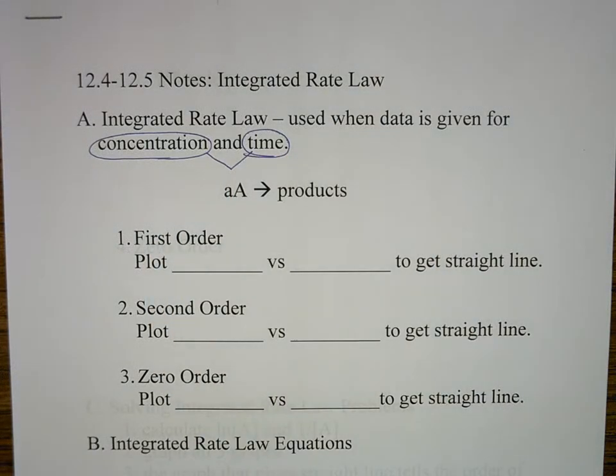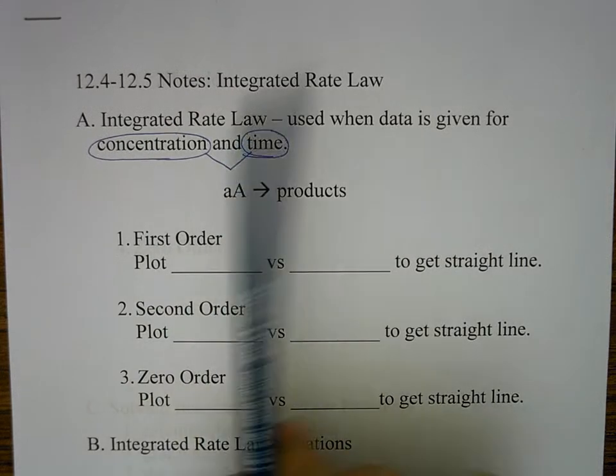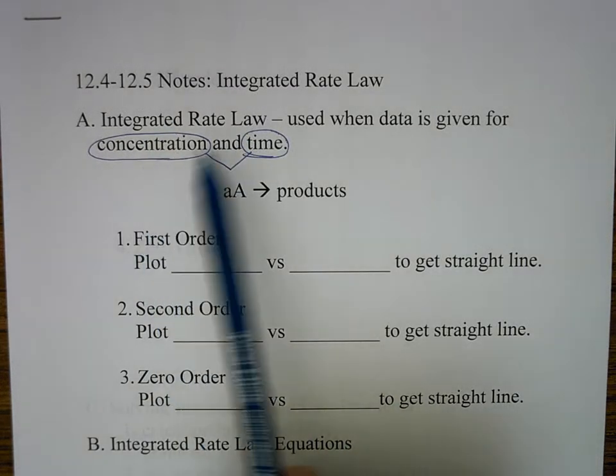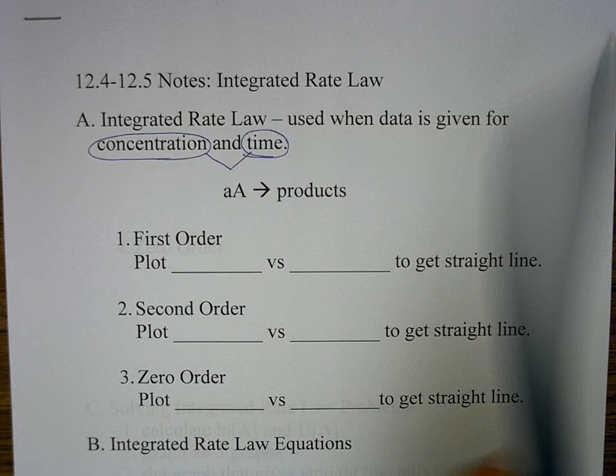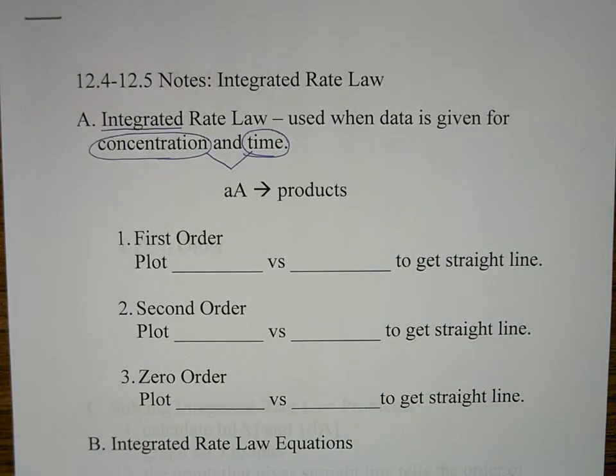Okay, so last time we talked about the differential rate law, which showed how the rate was dependent on concentration. And so today we're talking about the integrated rate law, which shows how the concentration changes over time. The reason why it's called the integrated rate law is because if you've done any kind of calculus anywhere, then you have probably heard the word integration or integral or something like that.